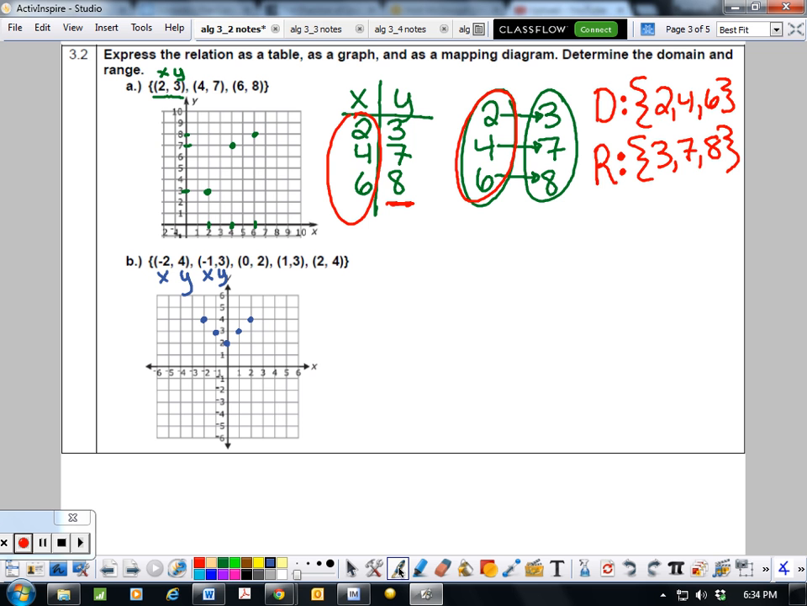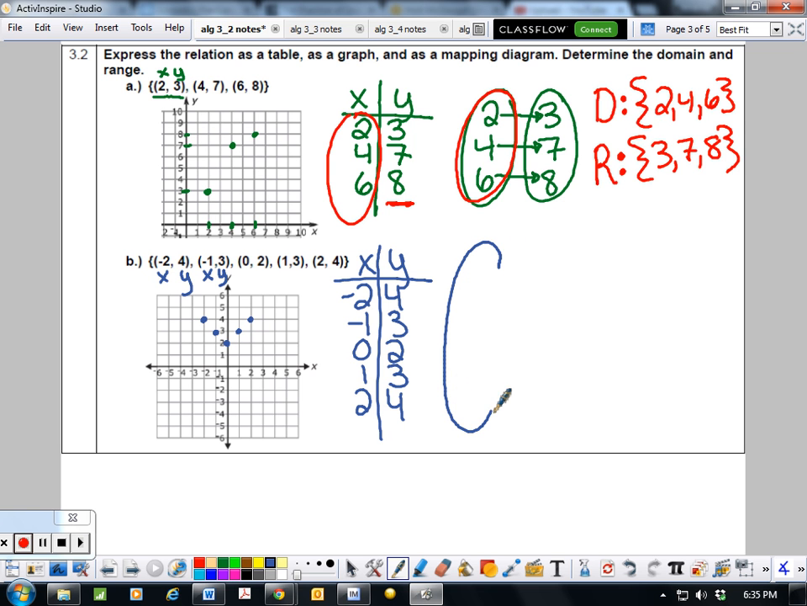So now I'm going to go ahead and move to that xy table, x, y. So my first point is -2, 4. Then -1, 3. 0, 2. 1, 3, 2, 4. And there's my table. Then I can move on to my mapping. -2, -1, 0, 1, and 2.